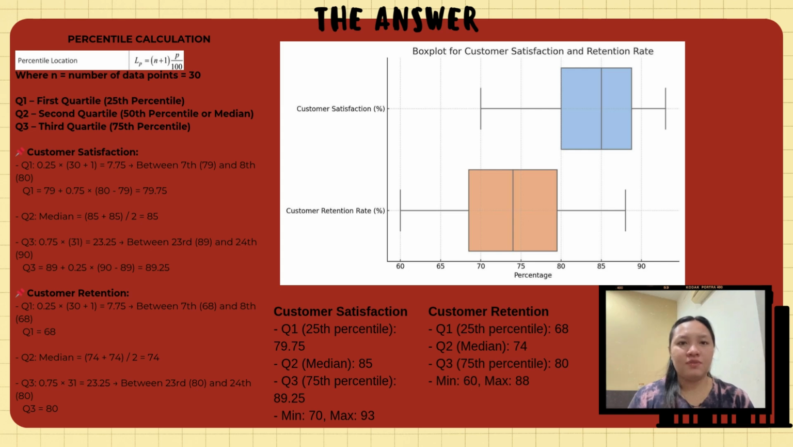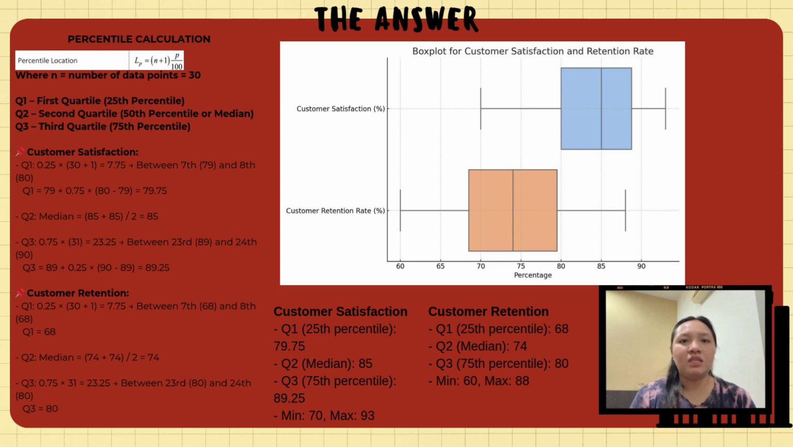For customer satisfaction, Q1 is 79.75, meaning 25% of the customers scored below this value. The median is 85, which is the middle value of the data. Q3 is 89.25, so 75% of customers had satisfaction scores below this point. For customer retention, Q1 is 68, the point where the bottom 25% of scores fall. The median is 74 and Q3 is 80, indicating 75% of customers were retained below that level.